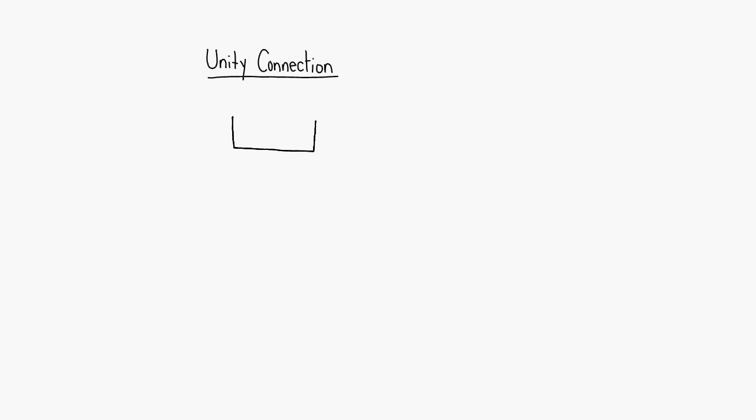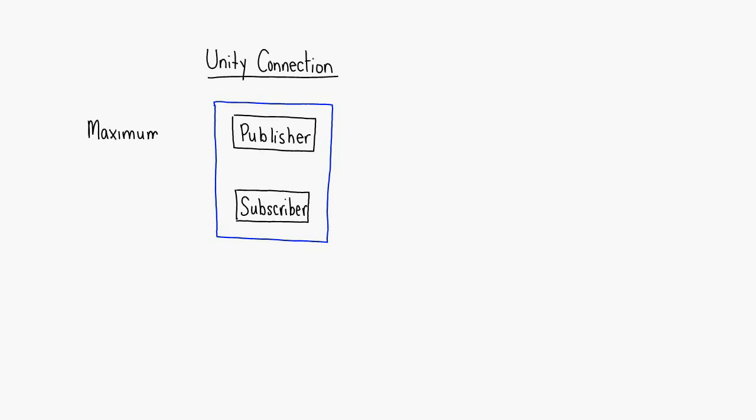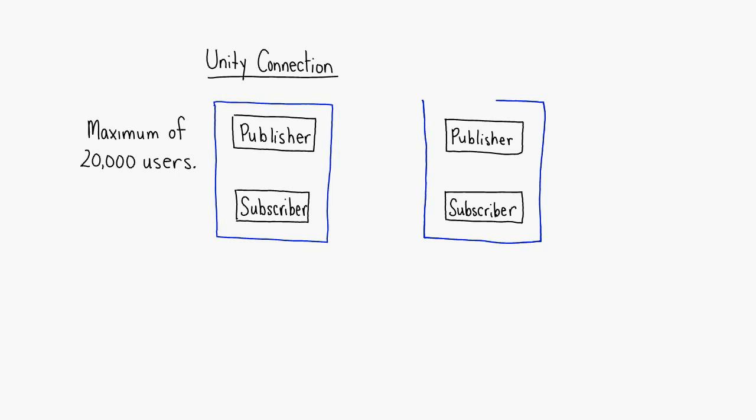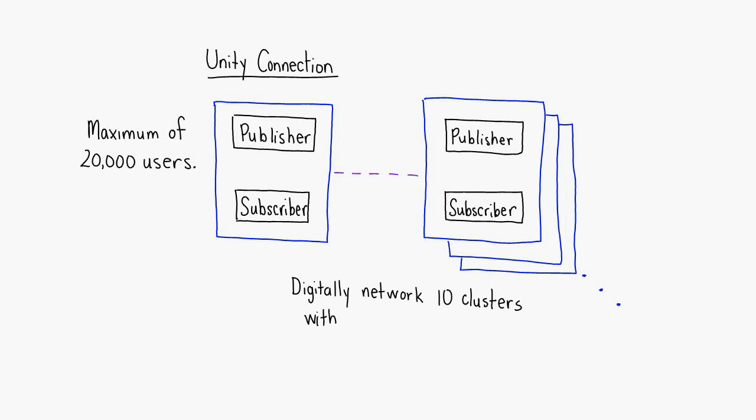Connection clusters share the same publisher-subscriber model, but can have a maximum of 2 servers in a cluster. A Connection high availability cluster can have up to 20,000 users. Connection clusters can be digitally networked. If you need support for more than 20,000 users, you can digitally network up to 10 clusters with a maximum of 100,000 users.